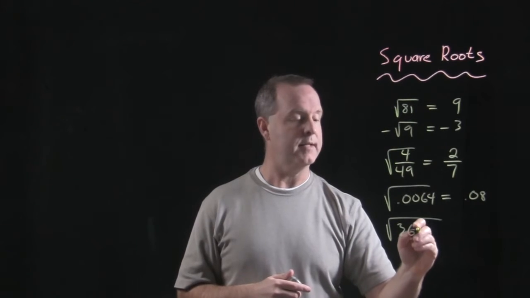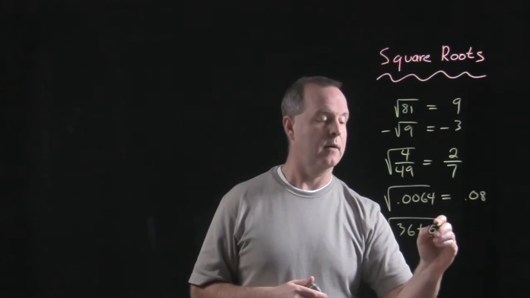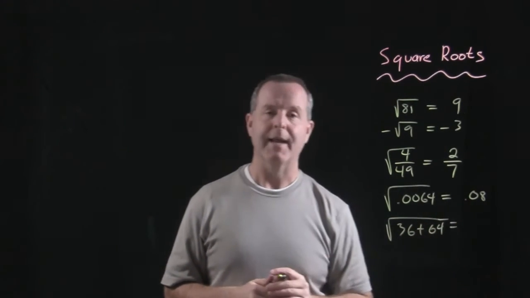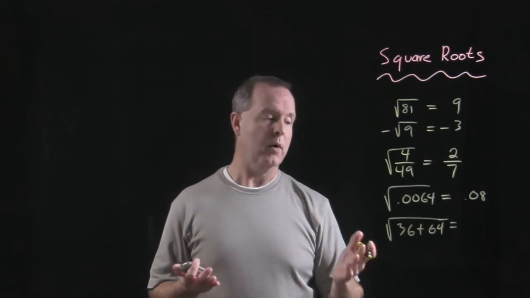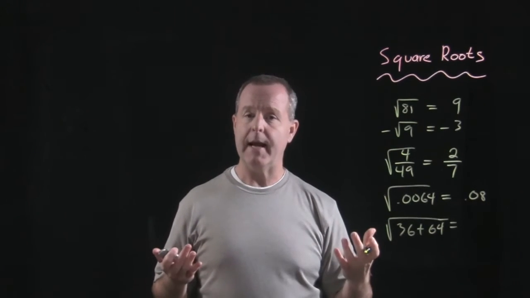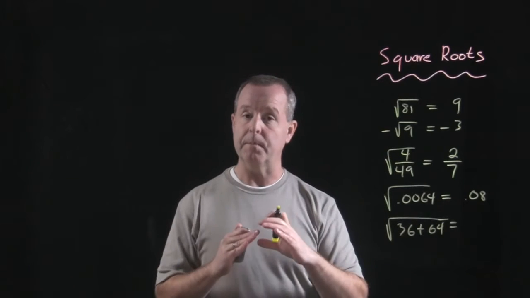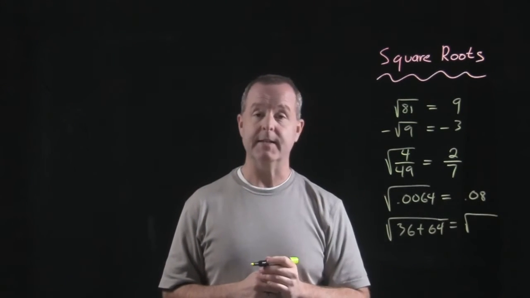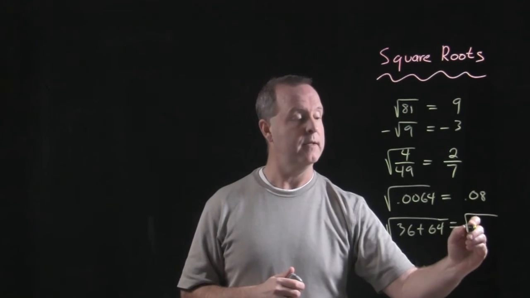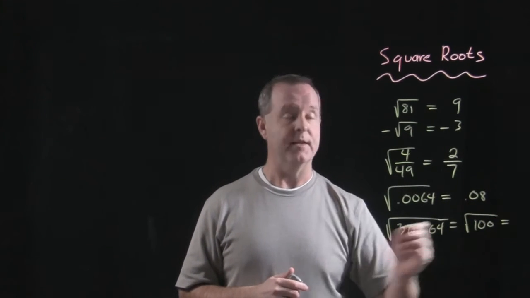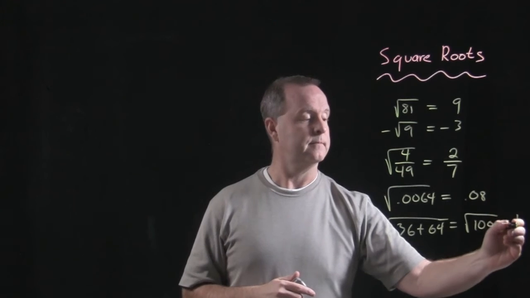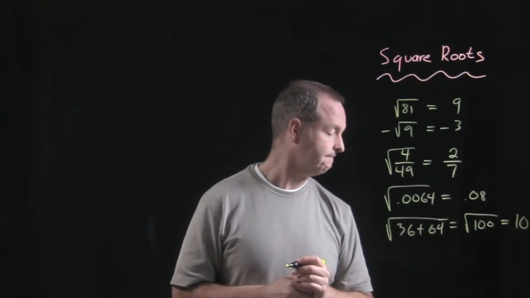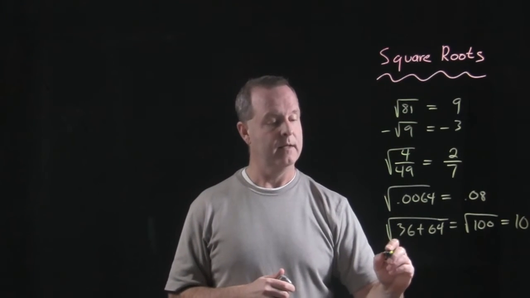A couple more here we can look at. The square root of 36 plus 64. How do we think about that? Well, this might be 2 steps. Let's go ahead, because there's a grouping there. Let's group the like terms together. So this can become the square root of 36 plus 64, which is 100. And the square root of 100 equals 10.